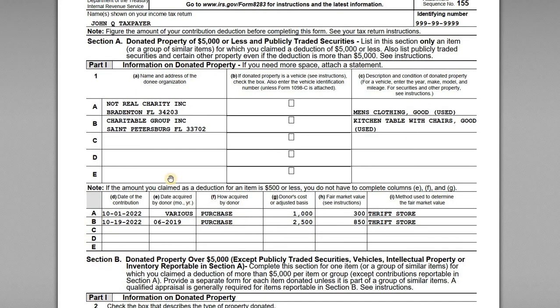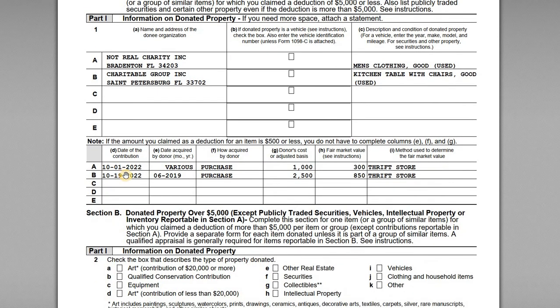So if we look at Section A in these circumstances, so the men's clothing, good, used clothing in good condition. He donated this to this charity here, so Not Real Charity Inc. in Bradenton, Florida. And then on line item A, he's indicated, okay, made the contribution on October 1st. Various dates which I acquired the clothing, right? He didn't buy it all on one day. The acquisition was by purchase, right? So this clothing wasn't originally gifted to him, right? So he purchased it. His original cost basis, he estimates, was $1,000. And then again, he estimates the fair market value is $300.